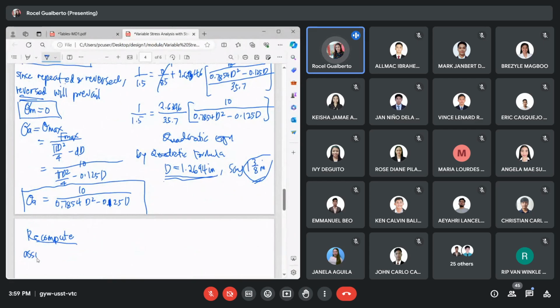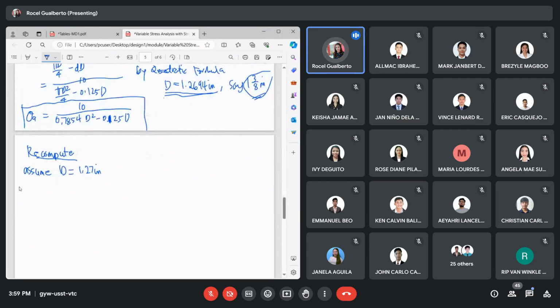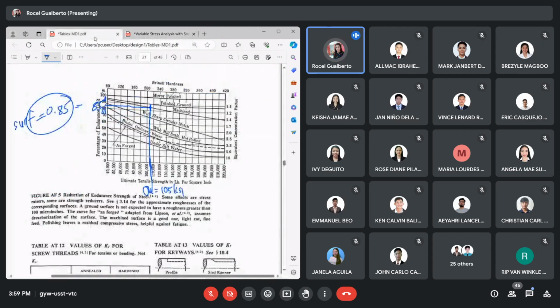Para lumapit po yung answer, ang gagawin mo, ang assumption mo ngayon, yung naging sagot mo kanina. 1.27 inches. Okay? 1.2694, 1.27 na ang gagamitin mo. Kasi, gagamitin mo rin naman po ay figure AF8. Okay? So, sa figure AF8 po, hindi mo naman mababasa yung 1.2694. Katulad po na rin, balikan po natin yung figure AF8.